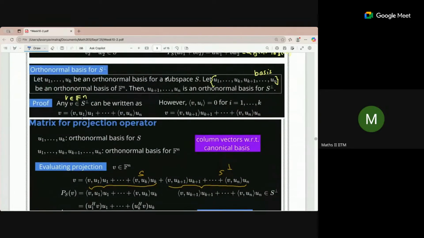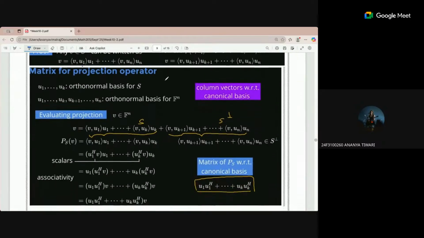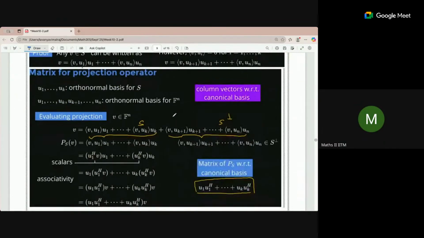Is it clear now? Yes, ma'am. Okay. So now using this, how are we going to find the matrix of the projection operator? Let us say you have some orthonormal basis for S and an orthonormal basis extended from this to form a basis for Fn. Now how are we going to find the projection of any vector? Any vector V can be written as a linear combination of these basis vectors using this formula. We already know that. Since u1, u2, uk forms a basis for S, the first part belongs to S and the second part belongs to S perp.